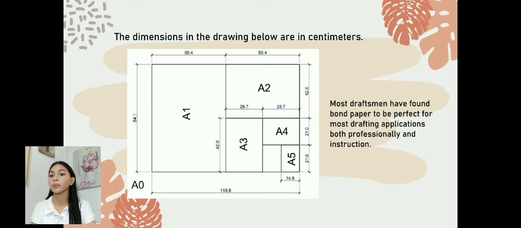In drafting, I guess any paper would do, but most draftsmen have found bond paper to be perfect for most drafting applications, both professionally and in instruction. So, when we were in first year, we have also used various kinds of paper, such as tracing paper. We also draw in cartolina and Catalan paper.